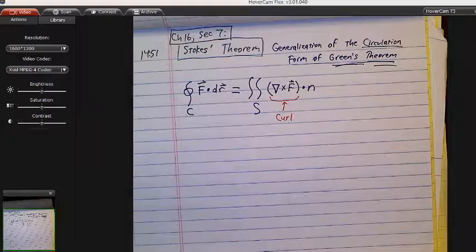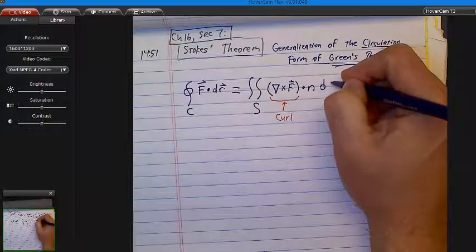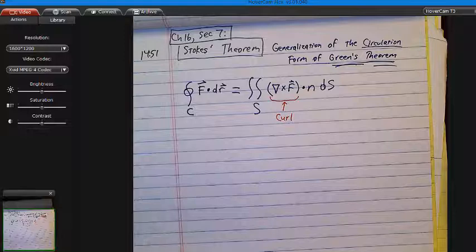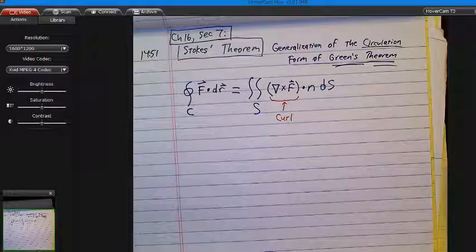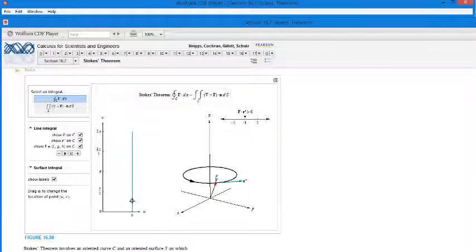And then they're going to write dS. Fine. So this is our surface area. Okay? But the picture does what I can't. So this is really cool, I think, right? Select an integral. All right, I select this one.